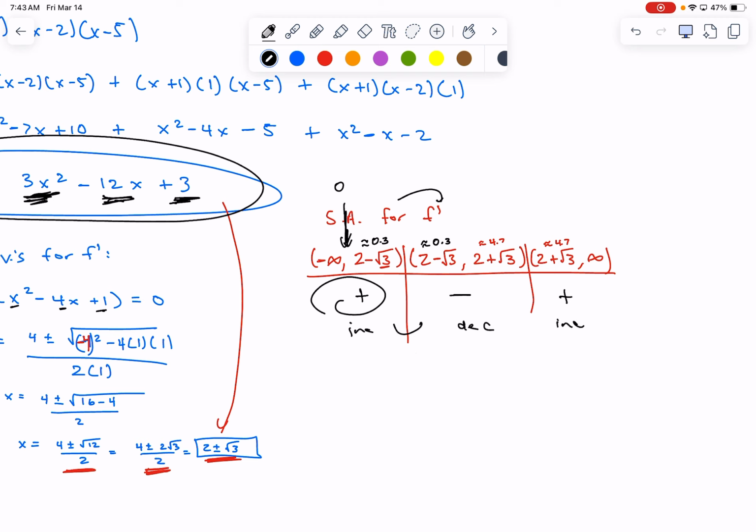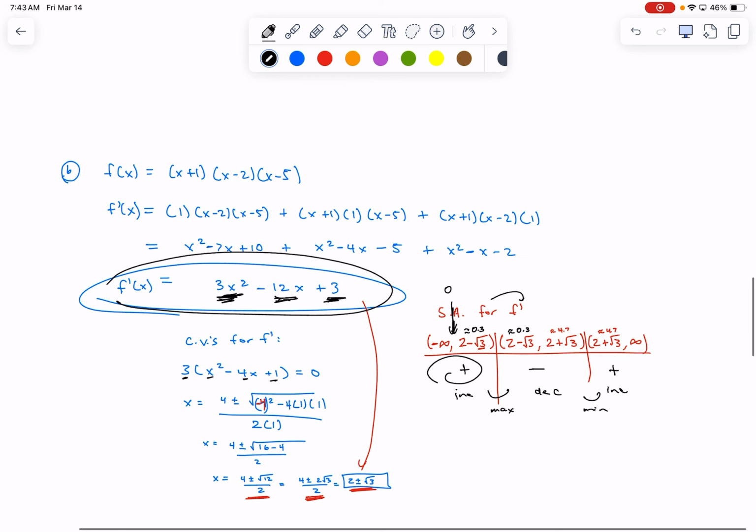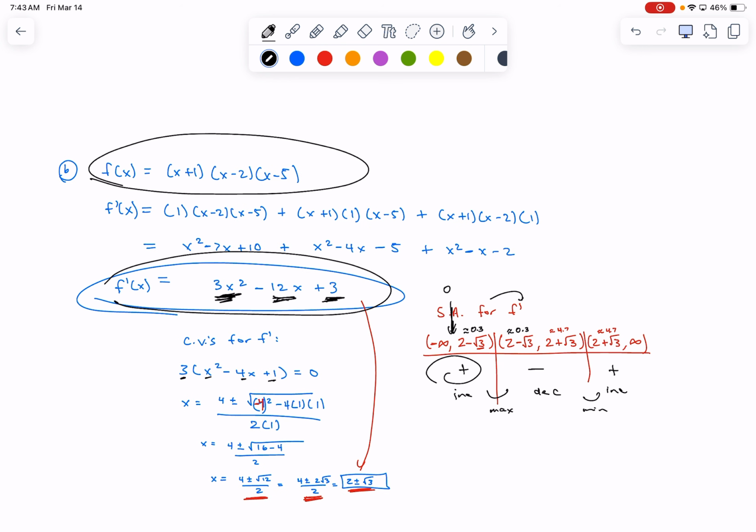going to have a max here at 2 minus root 3 and a min here. And when you plug these in, just so that you don't have to do it by yourself, you have to plug in literally 2 minus root 3 to this. So at that point, it might be beneficial to have that multiplied out. Did anybody actually multiply this out? FOIL this out by any chance?